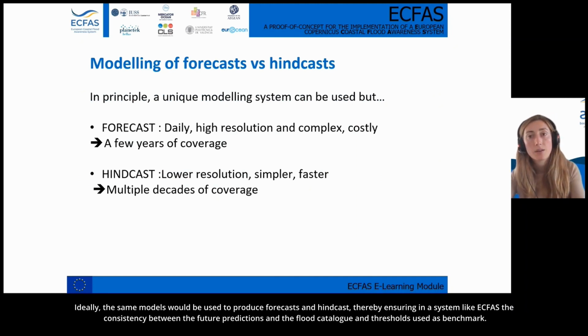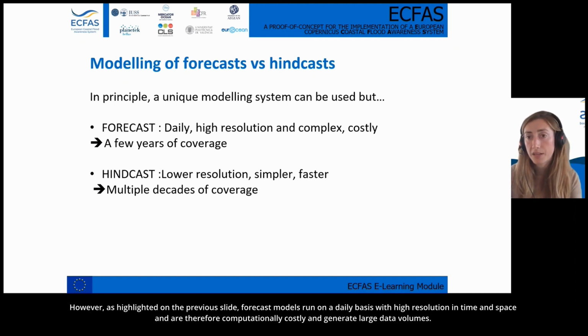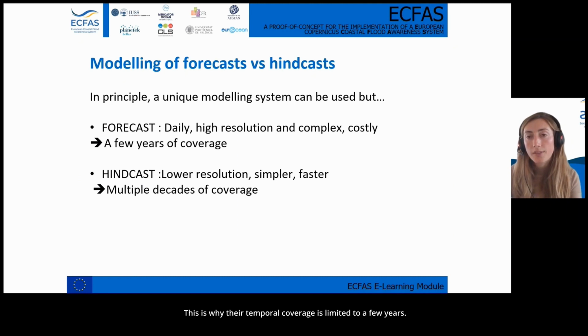So ideally, the same models would be used to produce forecast and hindcast datasets, thereby ensuring in a system like ECFAS the consistency between the future predictions and the flood catalog and thresholds used as benchmark. However, as highlighted on the previous slide, forecast models run on a daily basis with higher resolution in time and space and are therefore computationally costly and generate large data volumes. This is why their temporal coverage is often limited to just a few years.